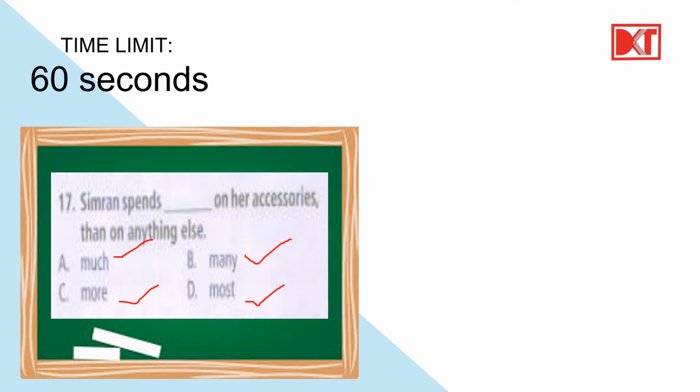Now here the answer is C, more. Why? Because we are doing comparative. Here we are comparing the accessories and anything else. So two things are being compared. So here comparative, more.